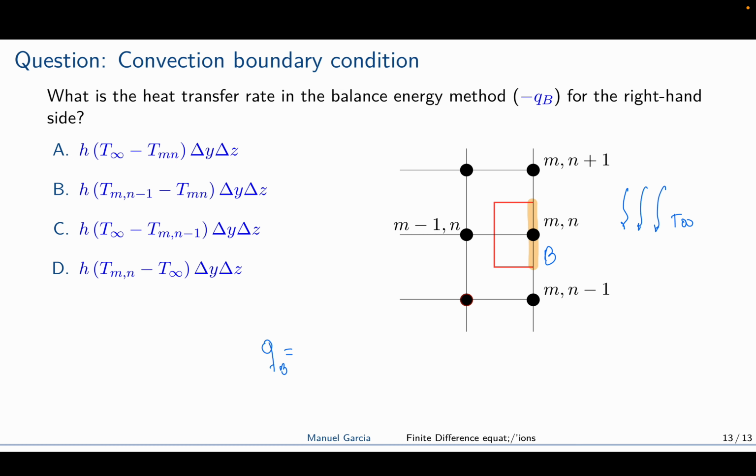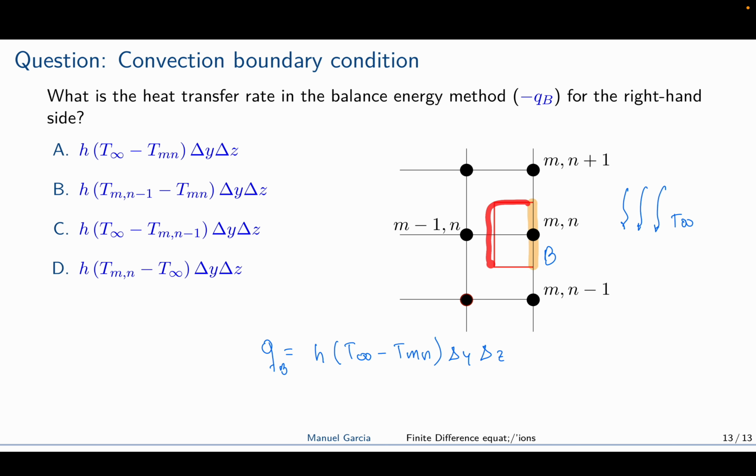And remember that the standard pattern that we have is the temperature out minus temperature in. So temperature out will be T infinity and temperature in will be the temperature at this node. So out T infinity, in Tmn. So that's case A: Q is equal to H multiplied by T infinity minus Tmn multiplied by delta Y, delta C.